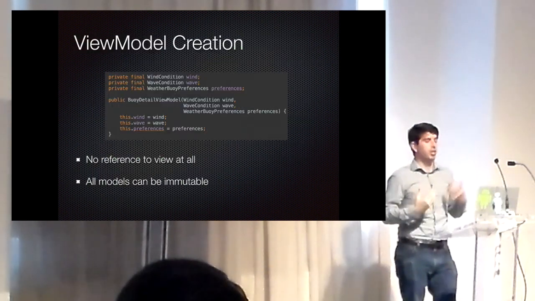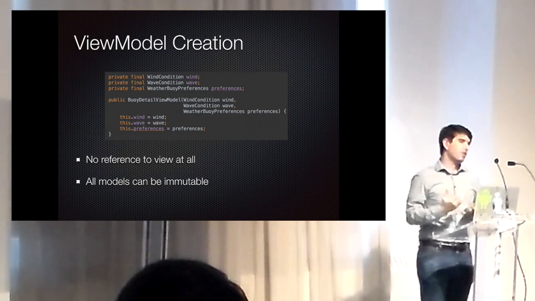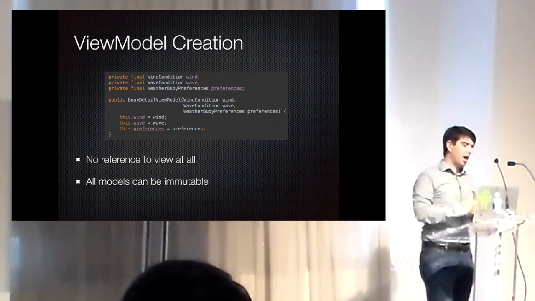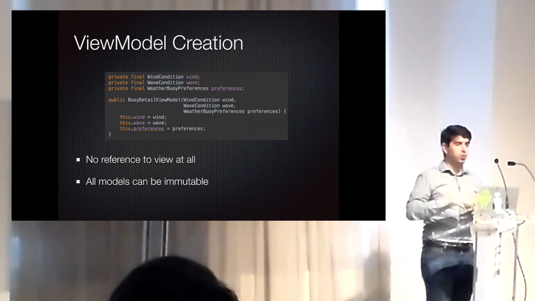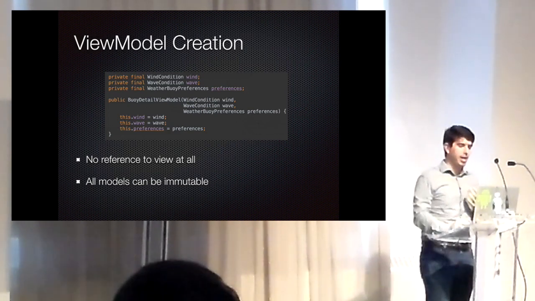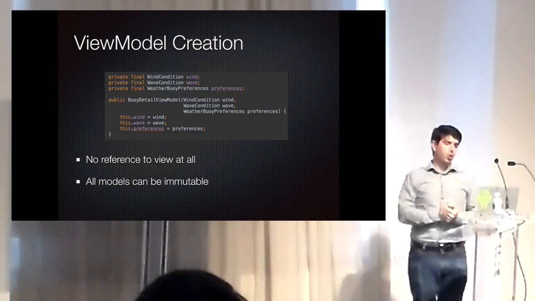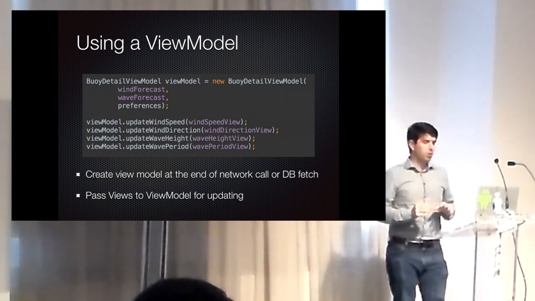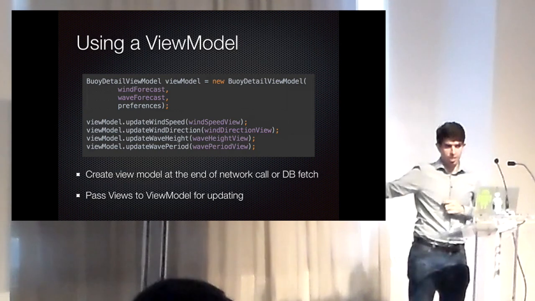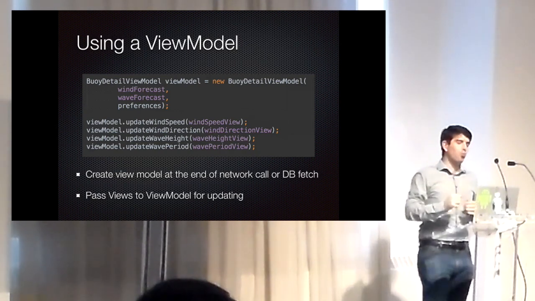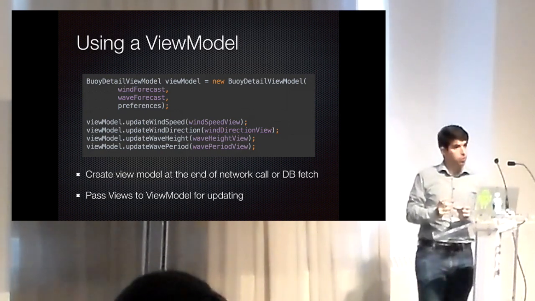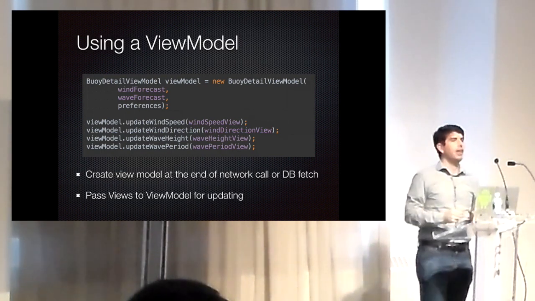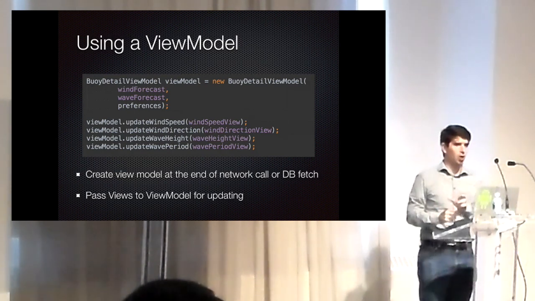So in my case, a really nice view model setup is having immutable models. You'll note there's no reference to the view at all here. All of the inner models are immutable. At the end of every network call or fetch, you create a new view model, and then you update your views accordingly. So the design on the bottom half of this is very interesting. From the perspective of the views, I pass each view individually to the view model to be updated in one method. And that view is held within the view model for only the scope of that method.